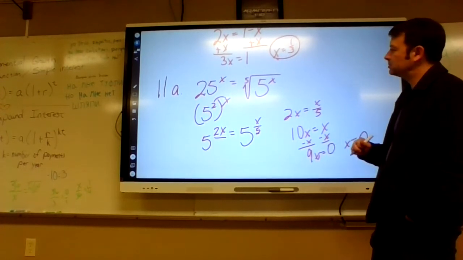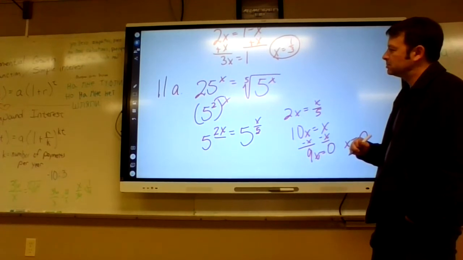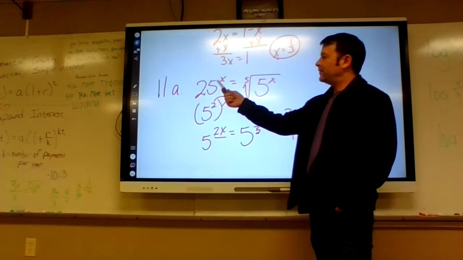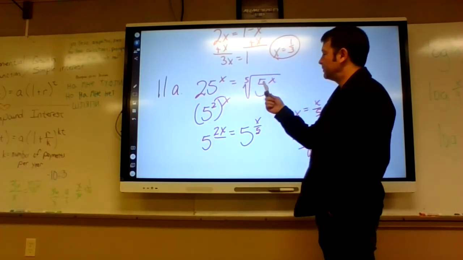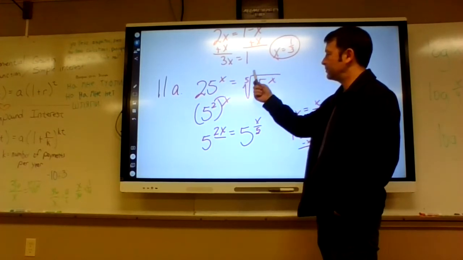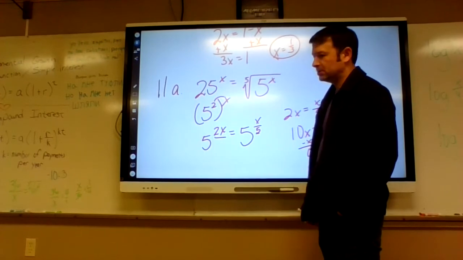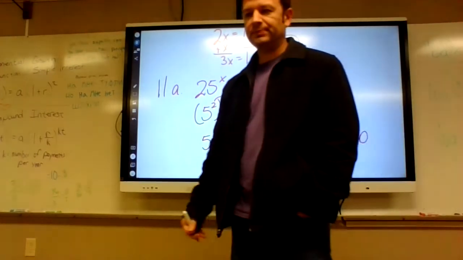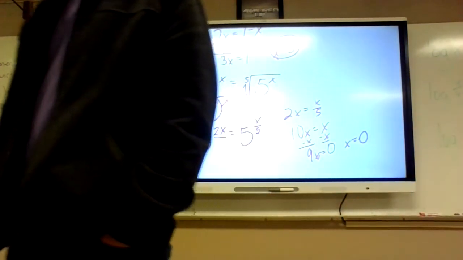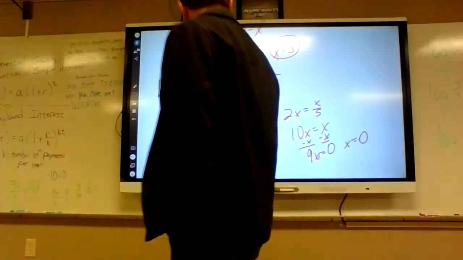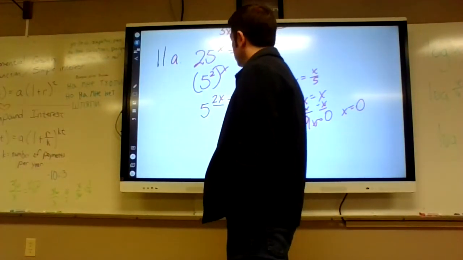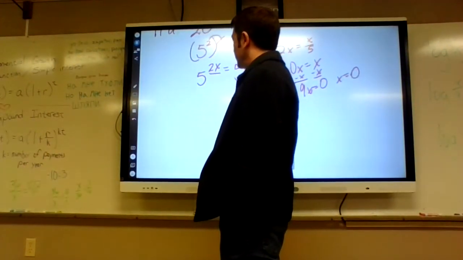Why would it equal 0? Because if you plug it back in, it does work. 25 to the 0 is 1. 5 to the 0 is 1. Fifth root of 1 is 1. See? It works. It's just a weird one. I'll leave 11b for you guys. Don't forget to do it.